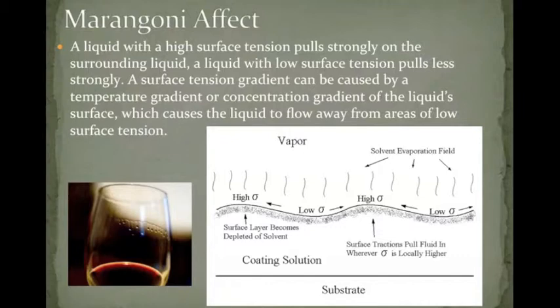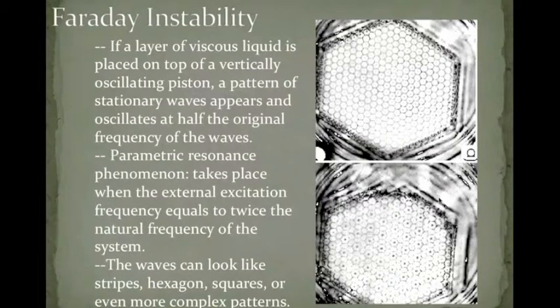So when you have a high surface tension in a liquid, it pulls strongly on the surrounding liquid, and a low surface tension will pull less strongly. A tension gradient on the surface of the liquid can actually be caused by a temperature gradient or a concentration gradient in the liquid at the surface, and this causes the liquid to flow away from areas of low surface tension. And that's why if you have a glass of wine, you can see what they call wine tears forming a ring around the glass.